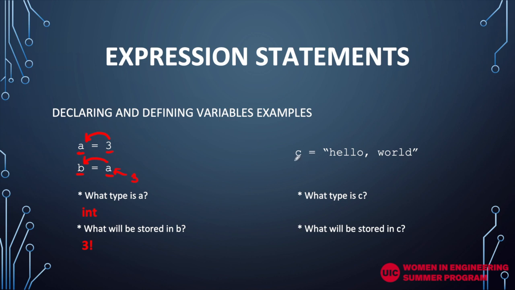Moving to the next one, there's the variable c. What's being stored in it is a combination of characters. How do I know that? It is these double quotes here, which means that it is of type string. And what will be stored in c? Well, it's the string hello world, since this is on the right-hand side and the variable doing the storing is always on the left.